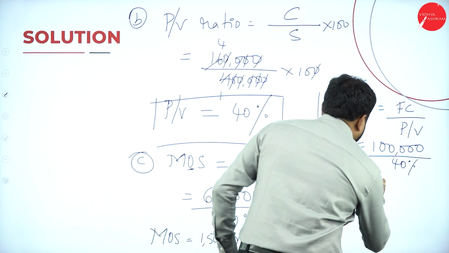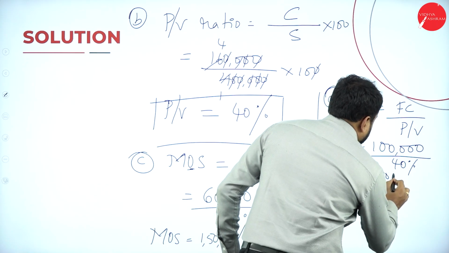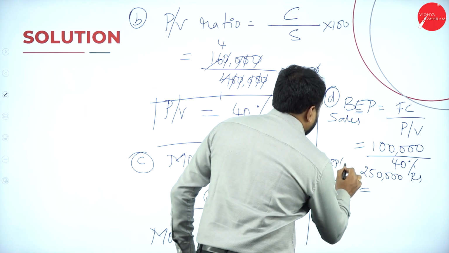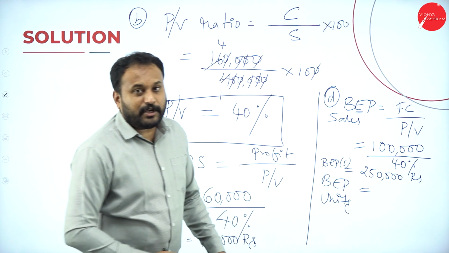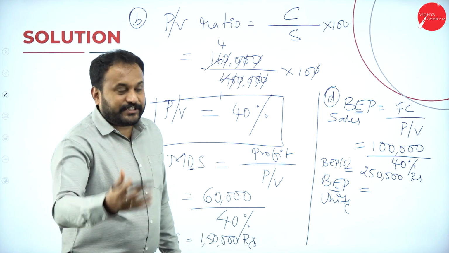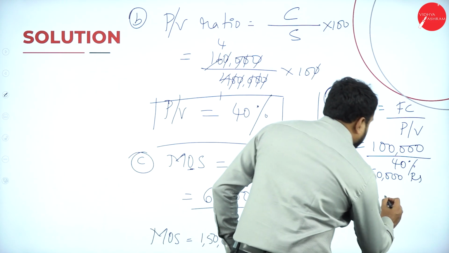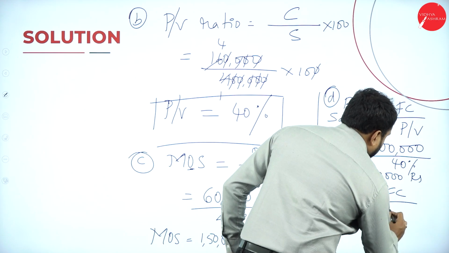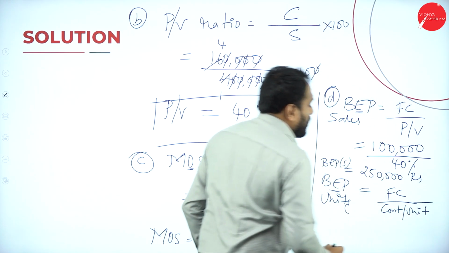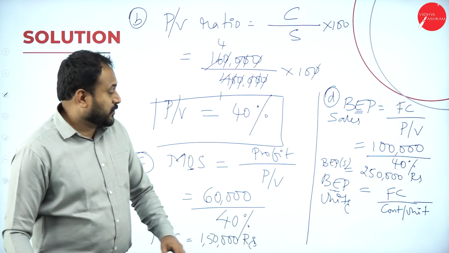2,50,000 rupees is what my BEP in sales is. Now BEP in units, what is the formula again? E is there. After E, what will come? Fixed cost. So BEP in units, I'll write here: fixed cost divided by contribution per unit.